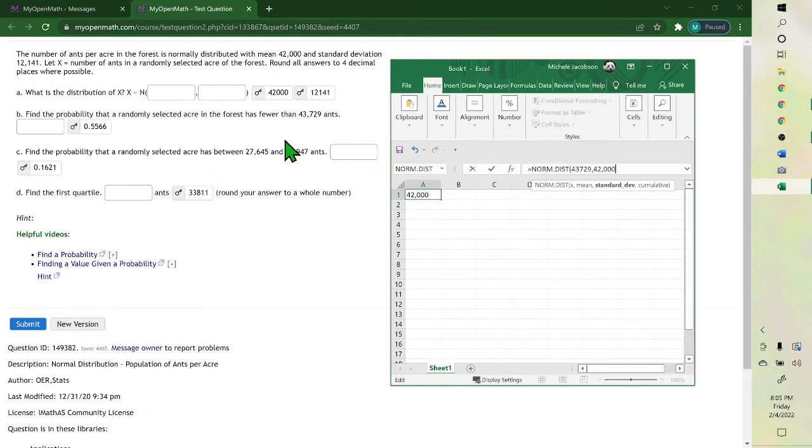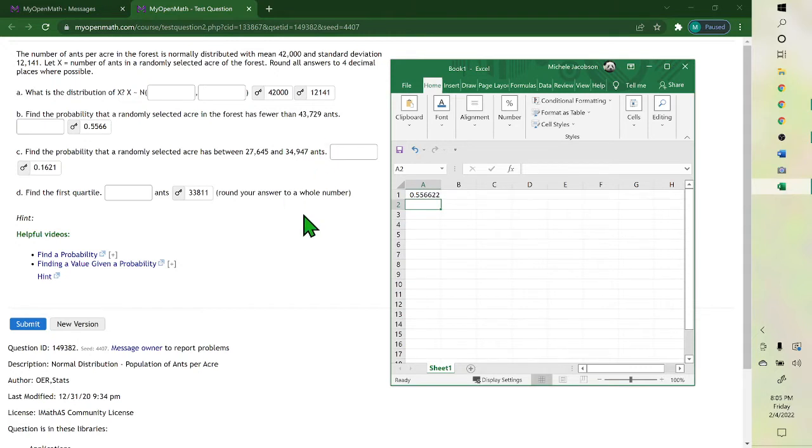42,000. Oops, don't put the comma in your number. 12,141. And they want a 1 for the end. It's always a 1. And hit enter. Now this is giving you the percent below, 5566. If they wanted more than, then you'd subtract 1 minus this. But they did want fewer.